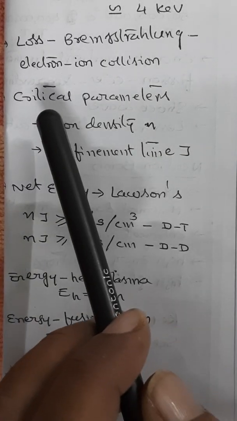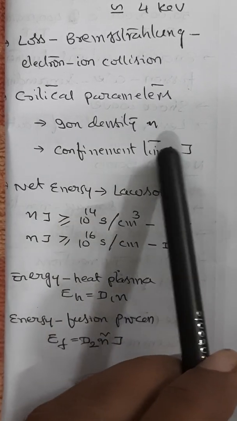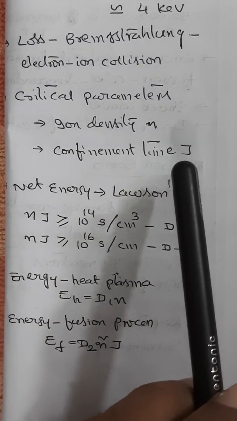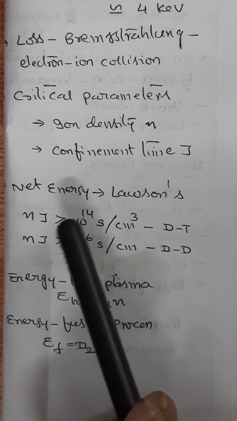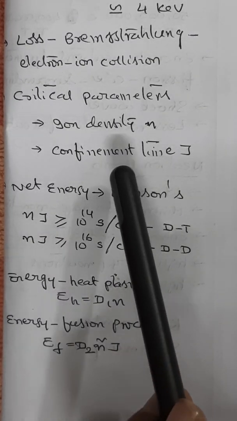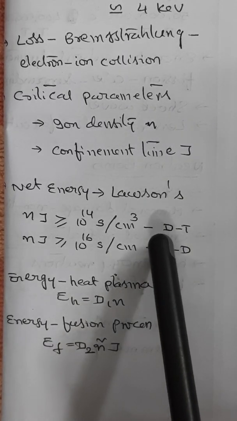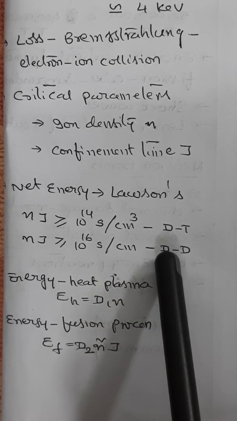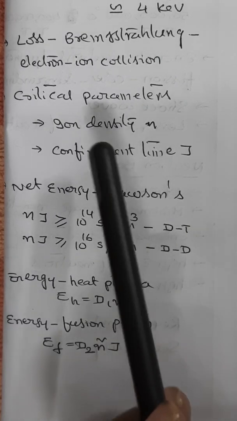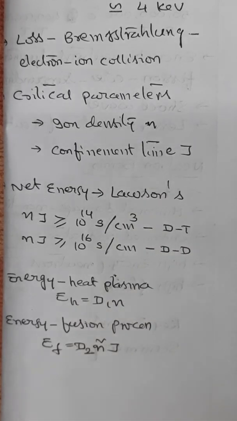So using these two critical parameters, ion density represented as n and confinement time represented as tau, the criterion for net energy output can be found, which is known as Lawson's criterion. Ion density times confinement time, if it is greater than or equal to 10^4 seconds per cubic centimeter, this is for the deuterium-tritium reaction, whereas for the deuterium-deuterium reaction, the product is greater than or equal to 10^16 seconds per cubic centimeter.